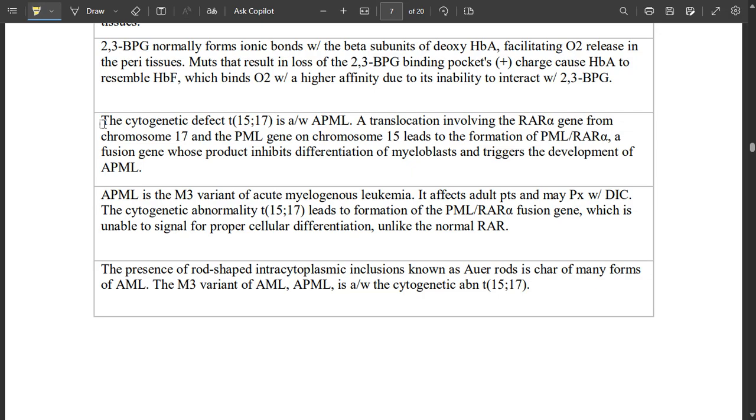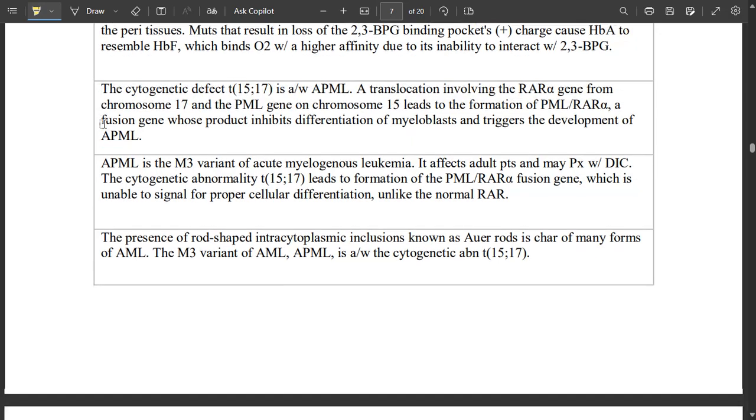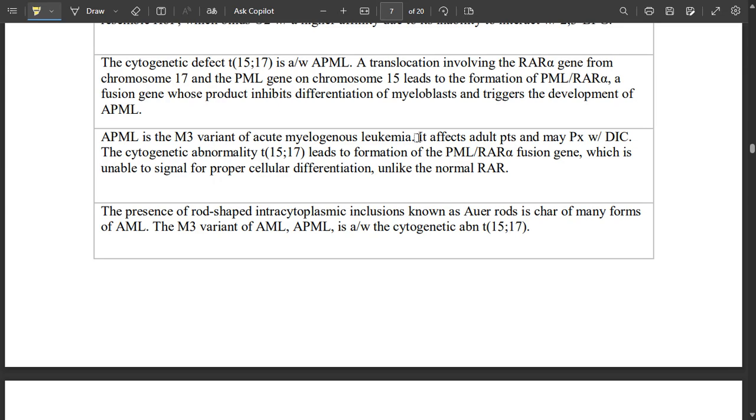So the PML gene on chromosome 15 and RAR alpha on chromosome 17 lead to formation of PML-RAR alpha, a fusion gene. This fusion gene produces a product which inhibits differentiation of myeloblasts and triggers the development of APML. So it limits the differentiation of myeloblasts into further mature cells, and results in APML. APML is the M3 variant of acute myelogenous leukemia, AML.